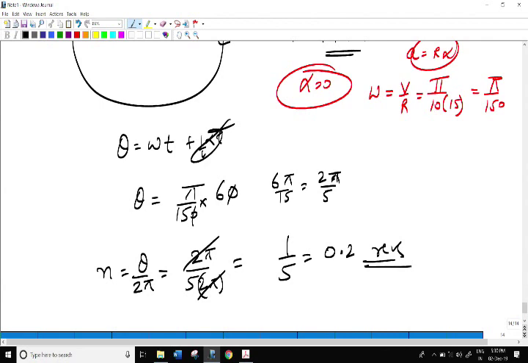Okay guys, so that's it for today. We'll continue this in the next class, and we'll start the dynamics part of it as well, the forces and how these forces and velocities are dependent on each other.